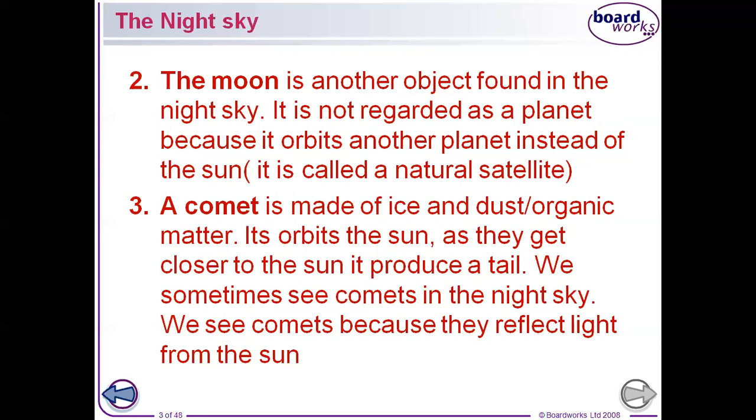A comet is another object we can find in the night sky. The comet is made up of ice and dust or organic matter. It orbits the sun, and as it gets closer to the sun, it produces something like a tail. We sometimes see comets in the night sky. It's not often, but sometimes, if you're lucky, you find something similar in the night sky.